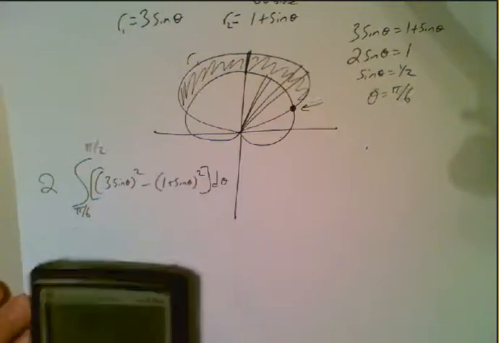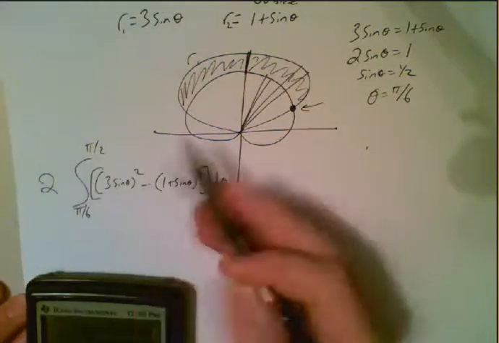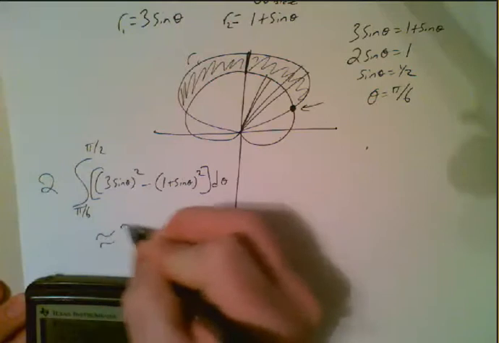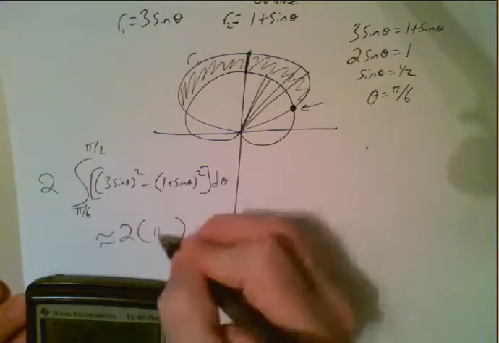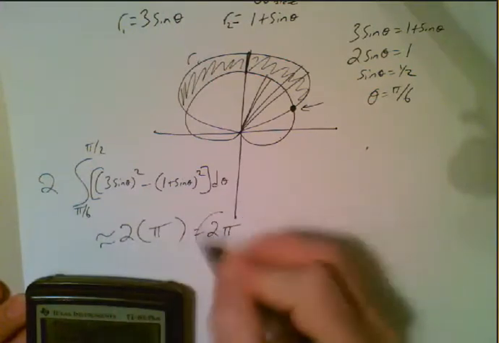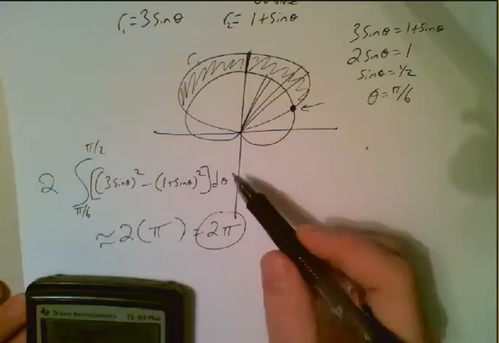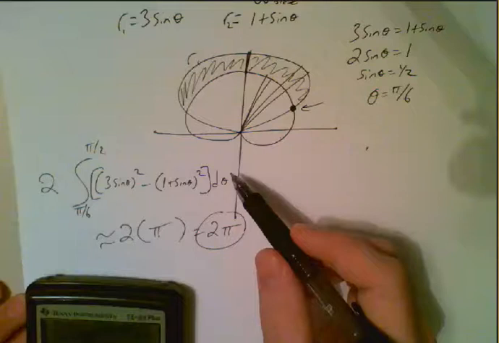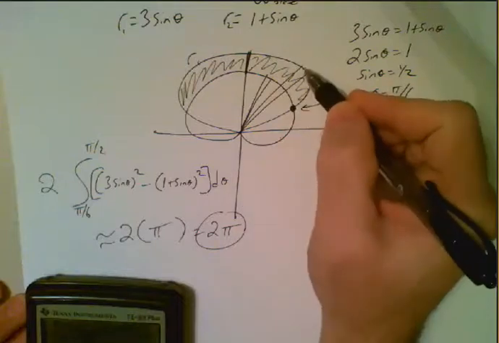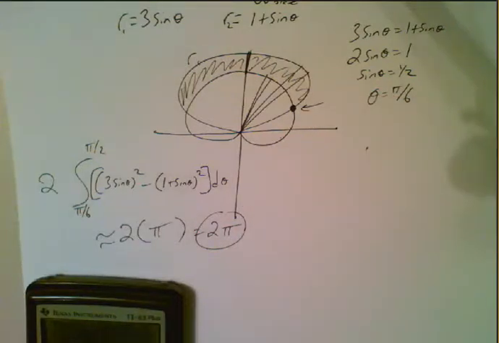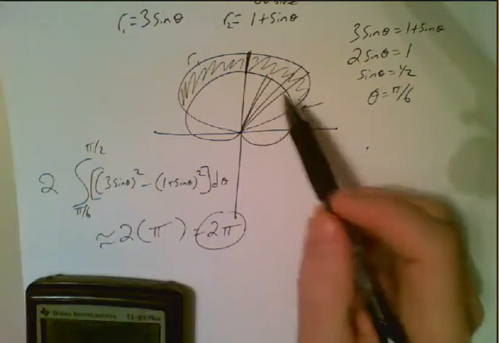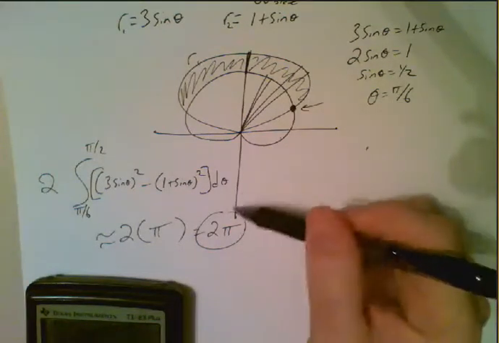And I don't think I doubled it yet. So this looks like it would be 2 times, that looks like pi, so 2 pi. And there you go. Okay, so the area in between those two curves looks like it is 2 pi. And something doesn't feel right there.